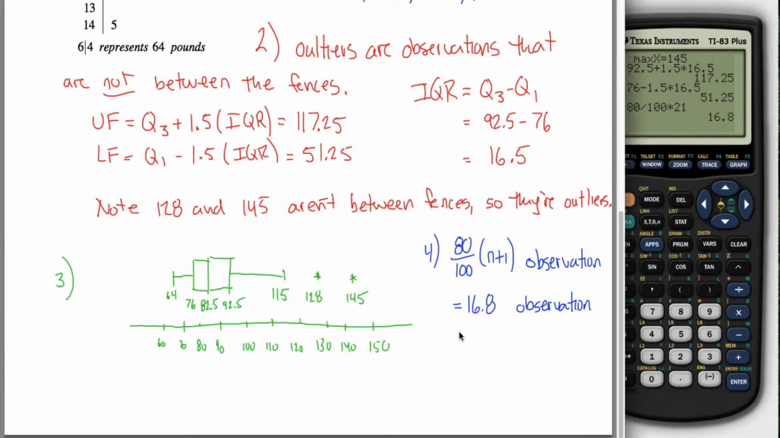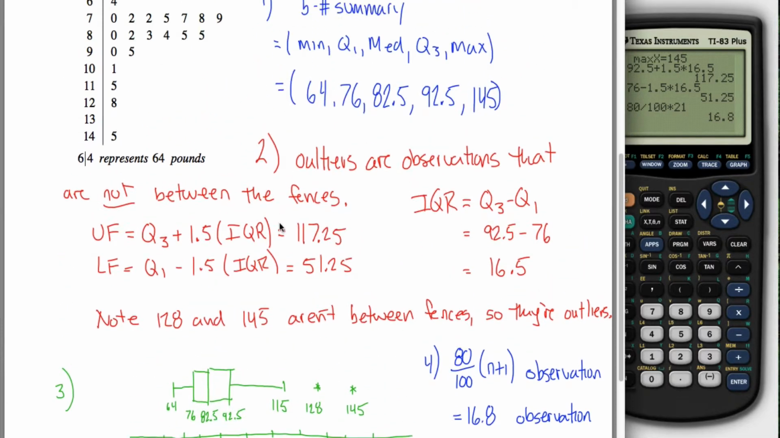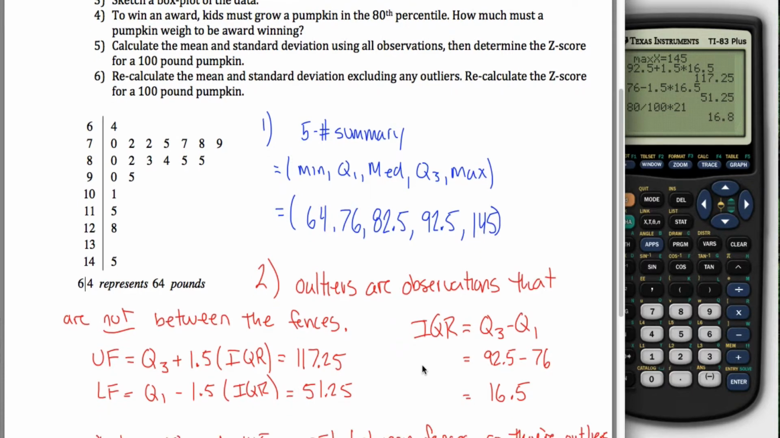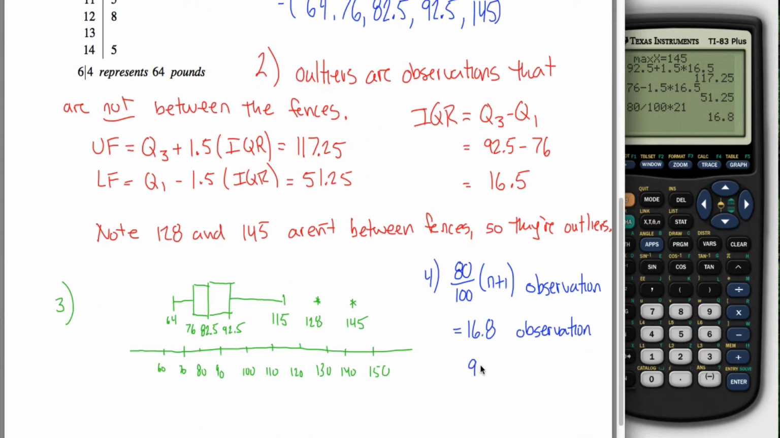I have a 16th observation in my list when I ordered them from smallest to greatest, and a 17th. 16.8 is somewhere between 16 and 17. I'll just average 16 and 17 and be done with it. See, this was the 20th, so this was the 19th, this was the 18th, this was the 17th, 20, 19, 18, 17, 16. So 16 was 95, 101.